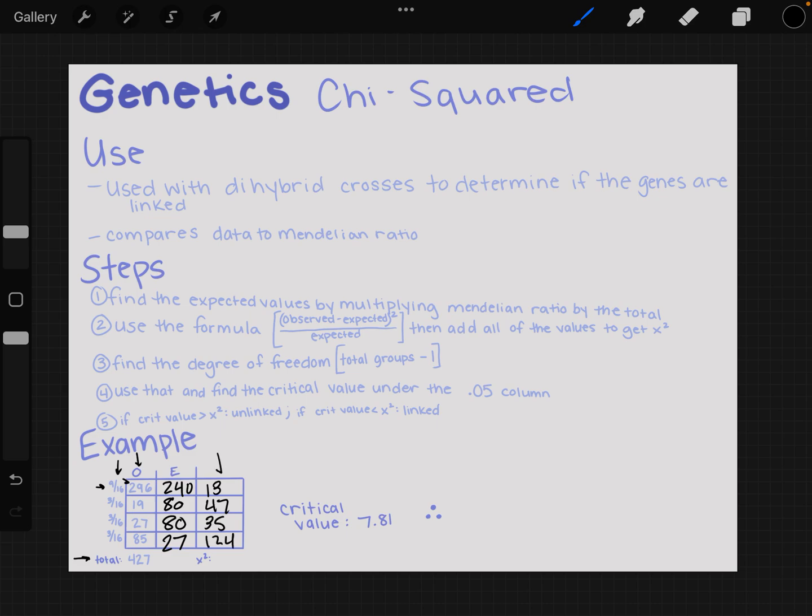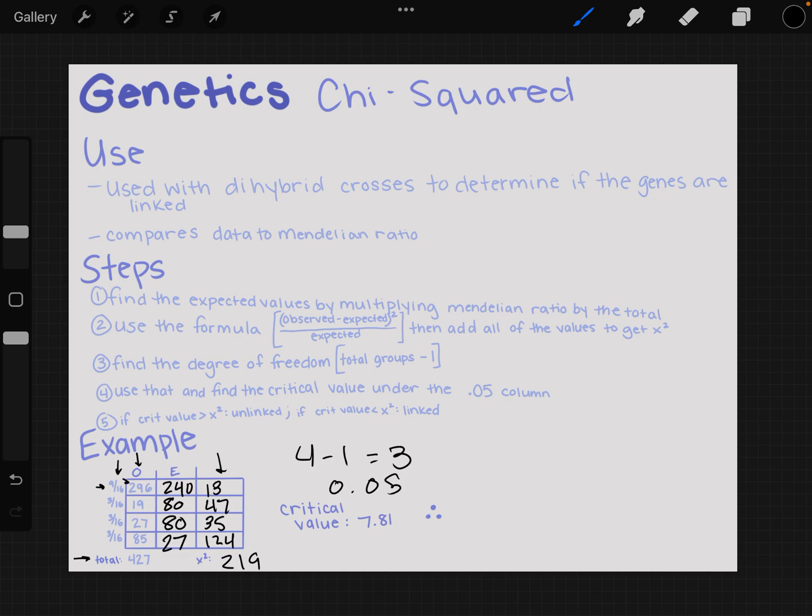By adding all of these up, we are able to get our x squared value of 219. So this is a huge x squared value. To find our degree of freedom, we're going to take our 4 expected phenotypes, subtract 1 to get 3. So our degree of freedom is going to be 3. We're going to be looking at the 0.05 column, and we see that the critical value is 7.81.